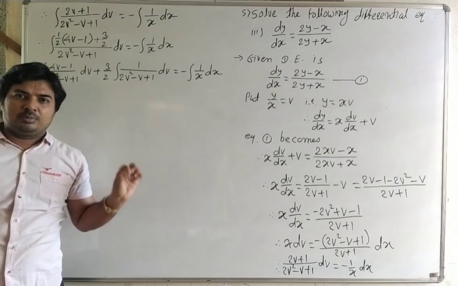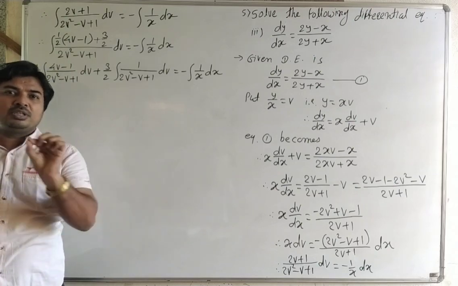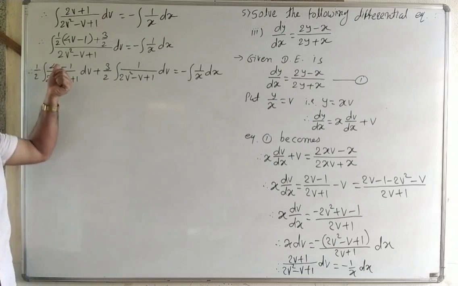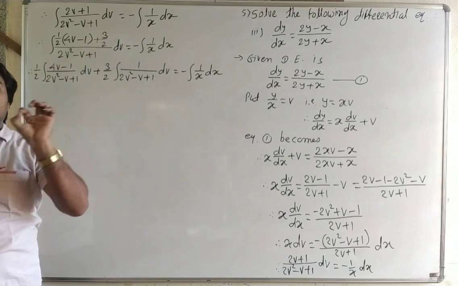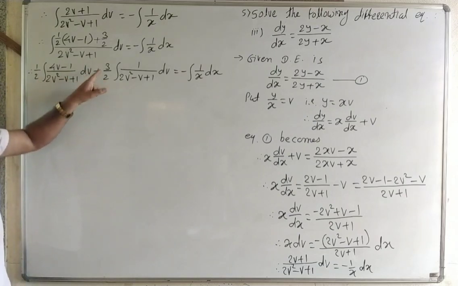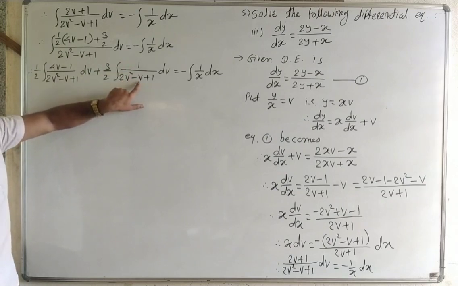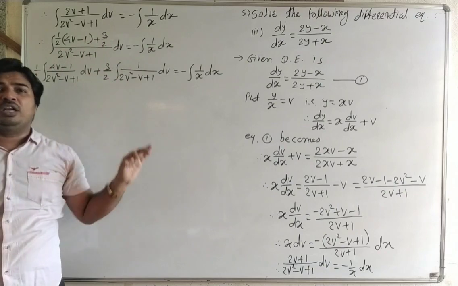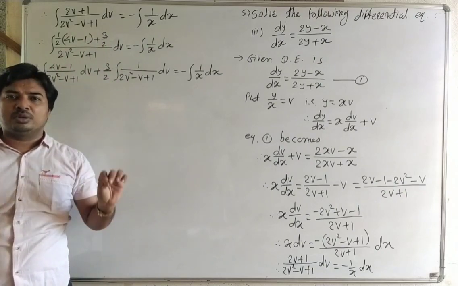Here, the integral of f dash of x upon f of x with respect to x is log of f of x. So here, the integral of f dash of phi upon f of phi with respect to phi is log of f of phi. Okay, log of f of this term. And here it is 3 by 2 into 1 upon 2v square minus v plus 1, that means 1 upon a quadratic function. And again, we use the method for 1 upon a quadratic function, the completing square method.